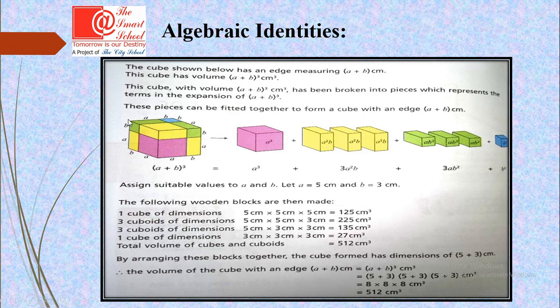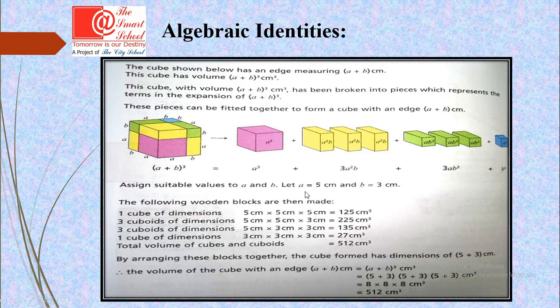So all of these fit in this cube. Some of these are cuboids, and just these two are cubes, and all of the rest are cuboids, and they form one big cube. Now with the help of some values we can prove it.